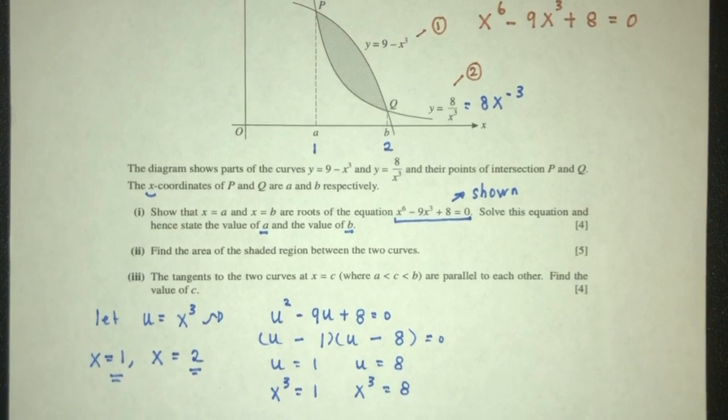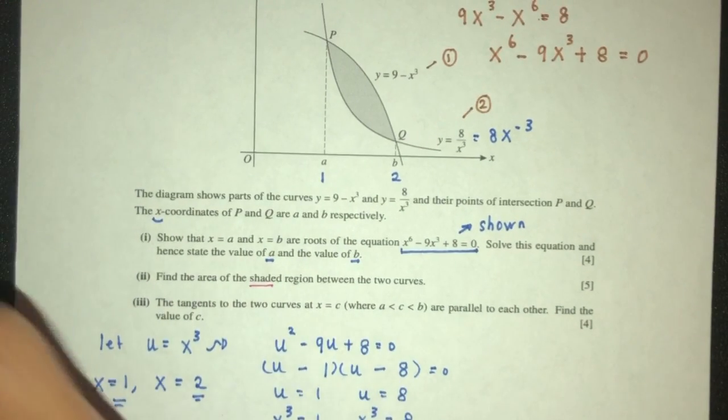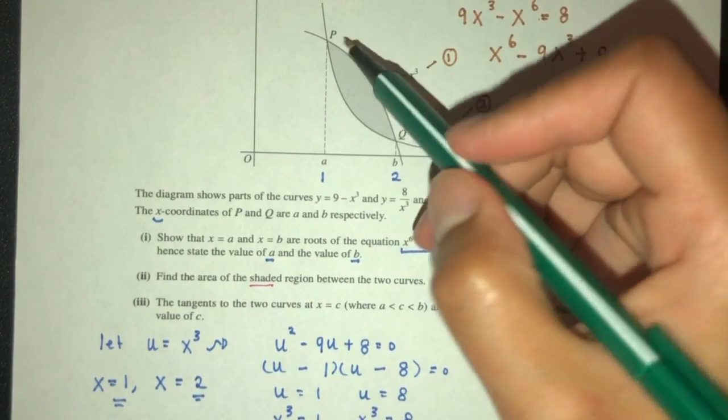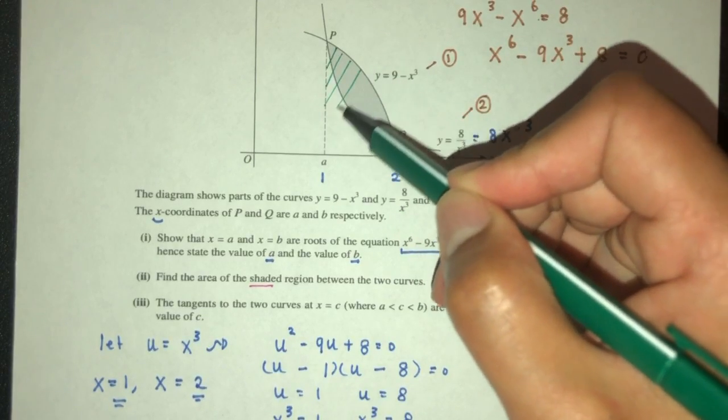Now next one. Hence find the area of the shaded region. Pretty easy. How would you find the area? So first step, let's find the area of the whole region.